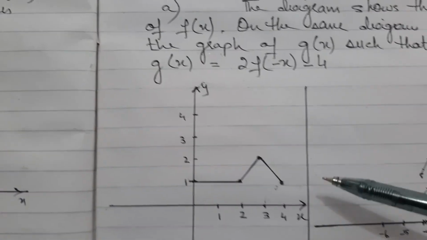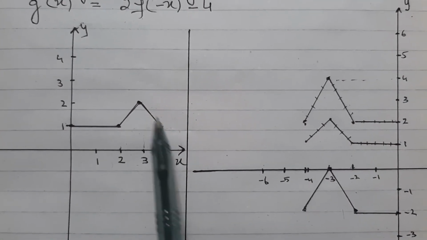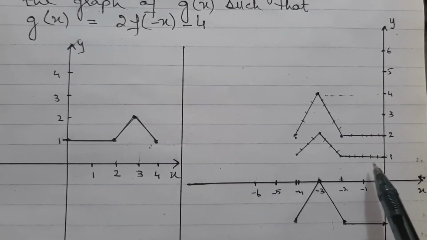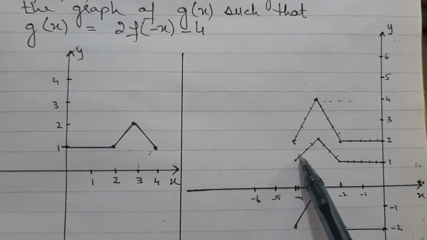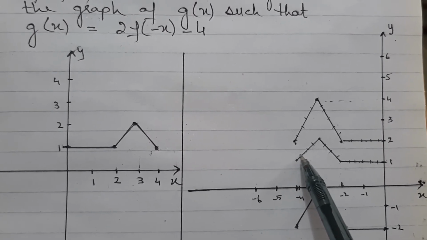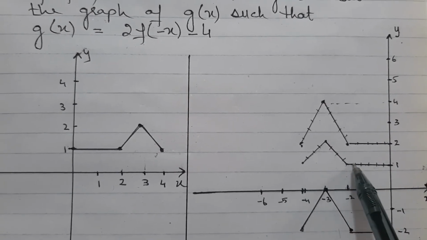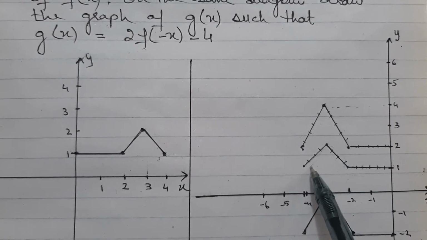So let's see stepwise here. I'm showing you both the graphs. So this graph I'm reflecting in the y-axis because of this f of minus x. So it will become this form. Because the final graph, final sketch will be in solid line. The rest you will either do dotted or cross them out. It means they are not your answer. So first I have reflected in the y-axis.